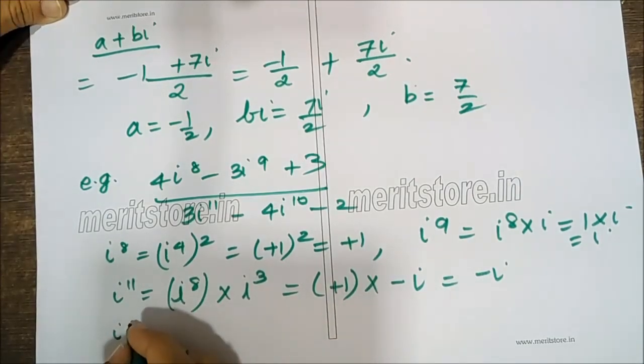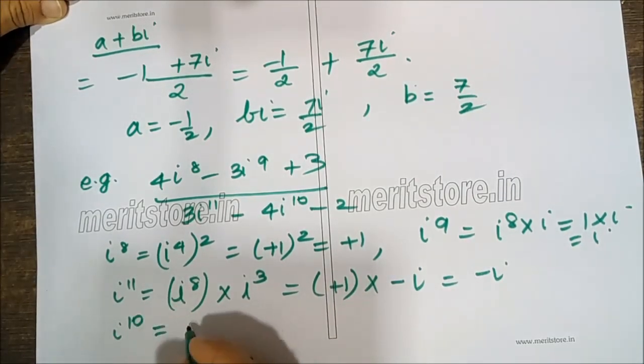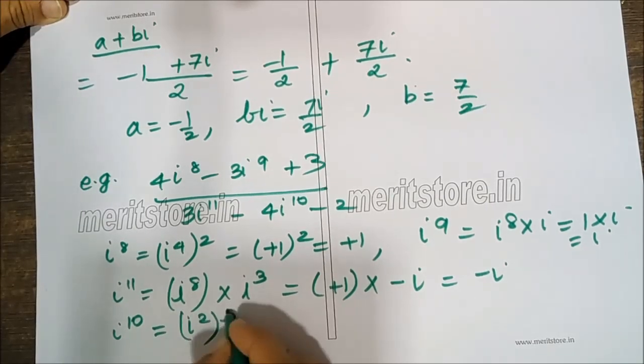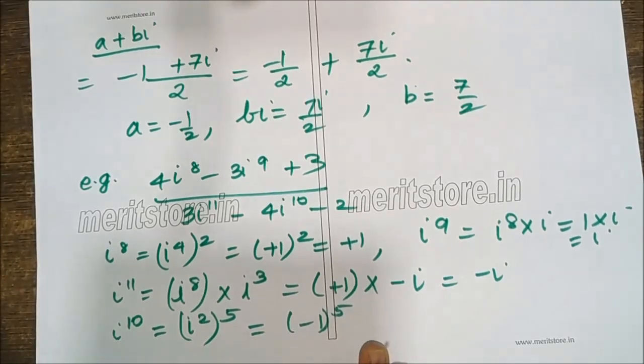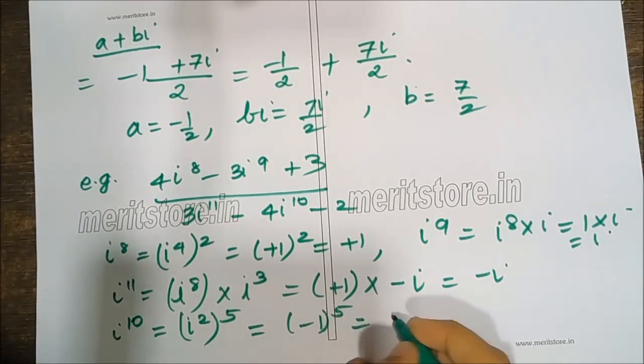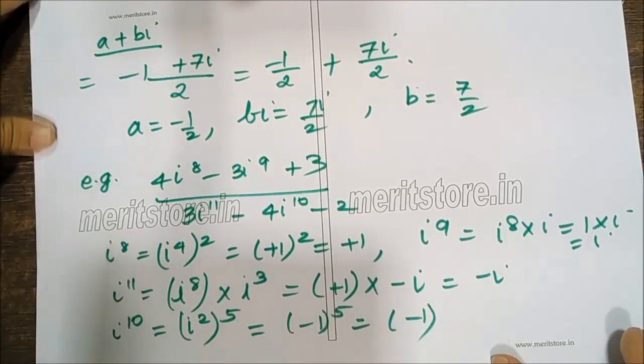i raised to 10 is i square raised to 5. i square is minus 1 raised to 5. Negative number raised to any odd power, your answer will remain negative as it is.